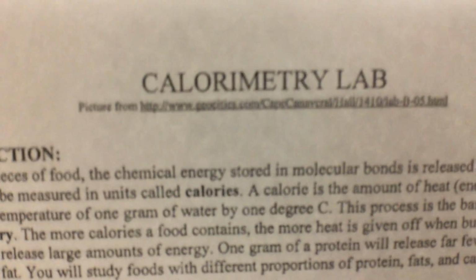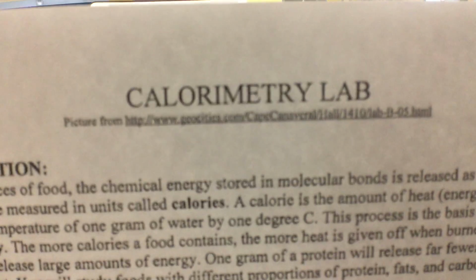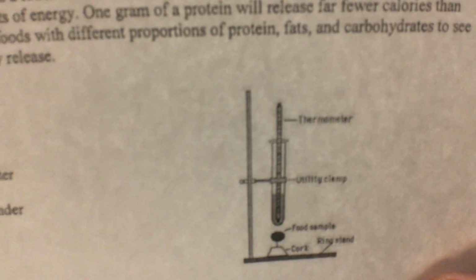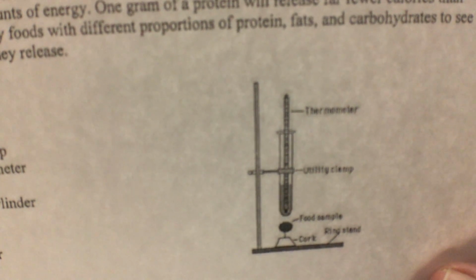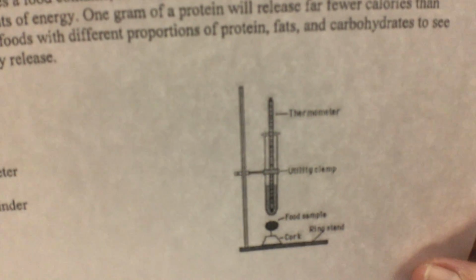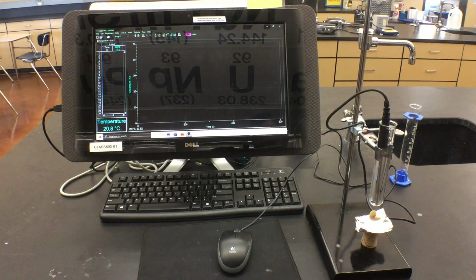This is the calorimetry lab, and if you can get this lab out, this is the setup. You'll notice that this little setup with the ring stand, the thermometer, the test tube, our food sample, and our cork looks very similar to what we have over here. So I want to walk through the introduction and the procedure for this, and then we'll begin. This is in the reading. You can go ahead and read along with me.